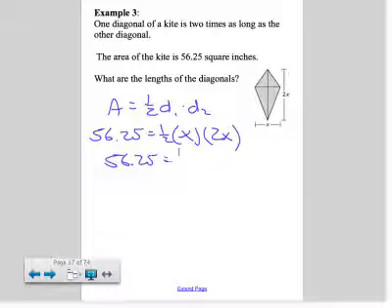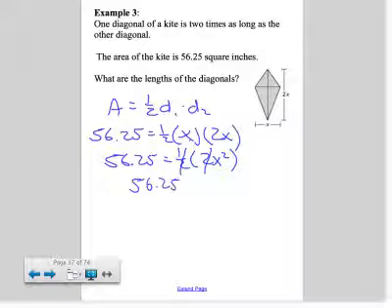56.25 equals 1/2. Let's see here. X times 2x is 2x squared. This 1/2 and this 2 are going to make 1, so they cancel. So yeah, 56.25 equals x squared. Square root both sides. So x equals the square root of 56.25, which is 7.5. So x is 7.5.